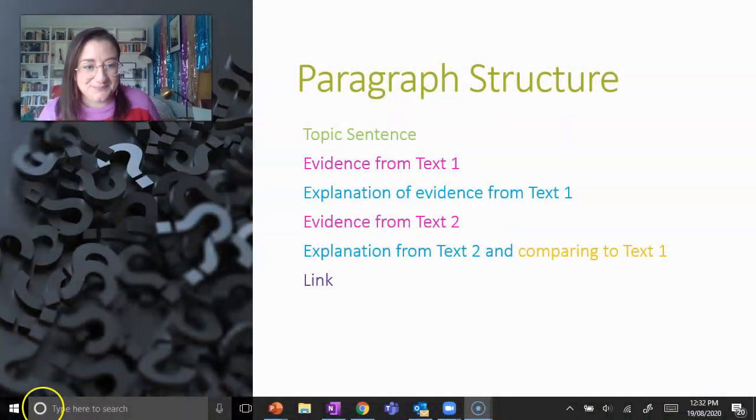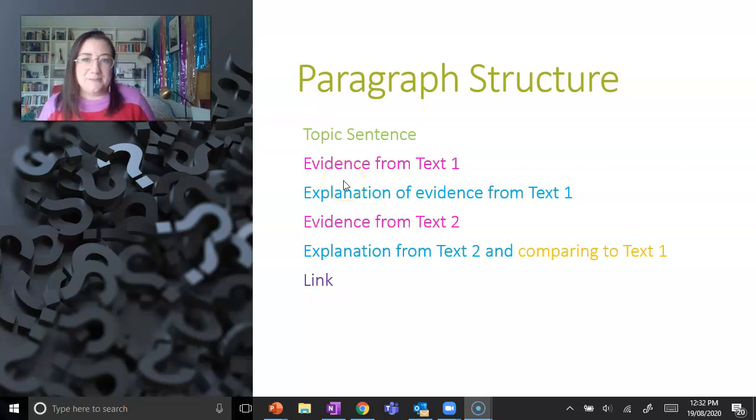Okay, so we're going to now do paragraphs. So let's get started. Alright, so basically your paragraph structure is pretty straightforward.